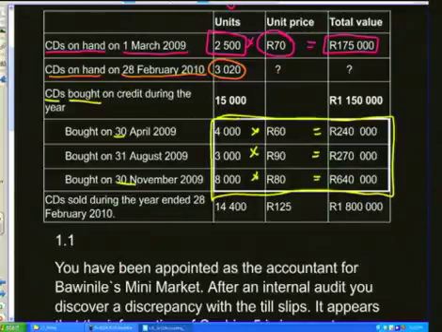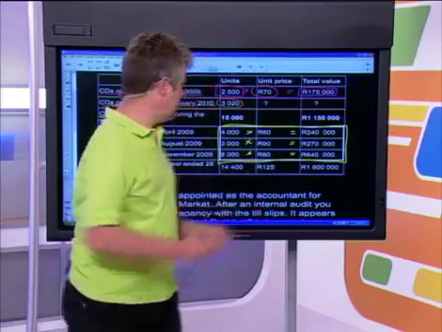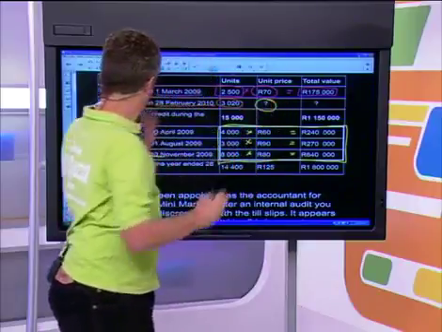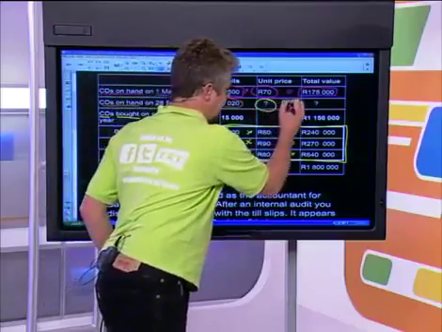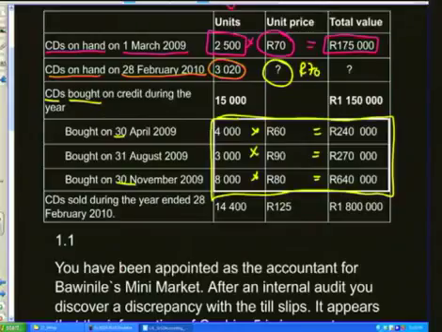But now the question is, what value are we going to use to determine what one of those CDs on hand on the 28th of February 2010 costs? If the price was all the same, let's say 70 Rand, 70 Rand, 70 Rand, it would be very easy, because we would know that one CD costs 70 Rand, write that over here, and multiply it out to get the total value of the 3,020 CDs we have left at the end of the year.